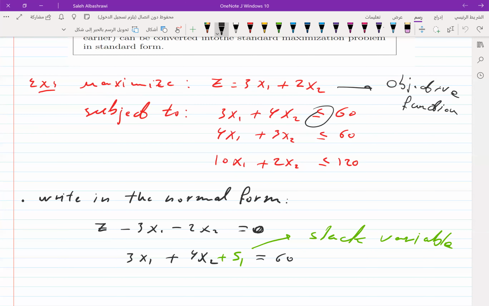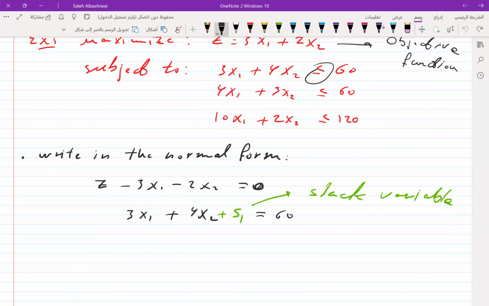Same thing for the second one. We have 4x1 plus 3x2 equal to 60. Again, we need to add another slack variable for the second inequality, which I call S2. For the third inequality, we have 10x1 plus 2x2 equal to 120. Again, we need to add a slack variable, that is S sub 3.